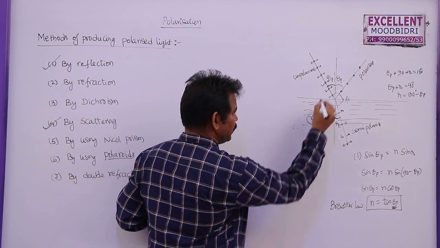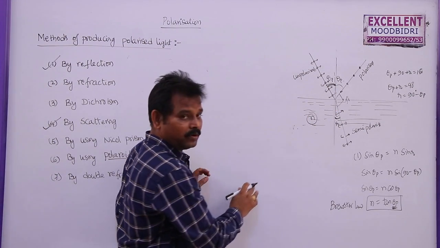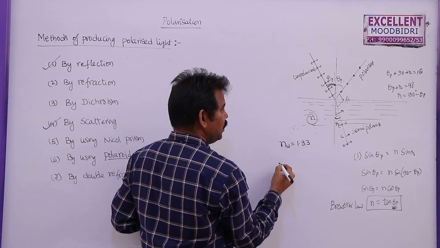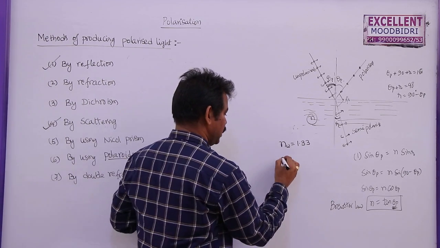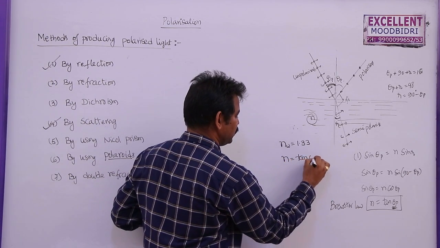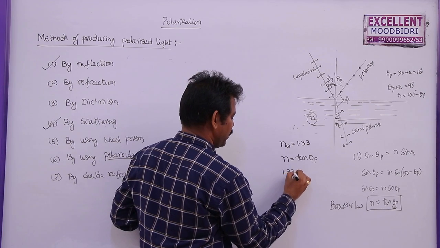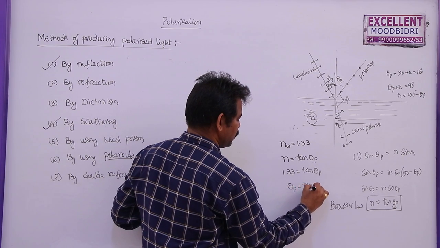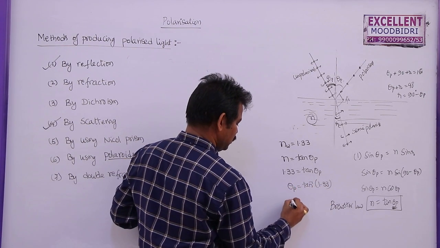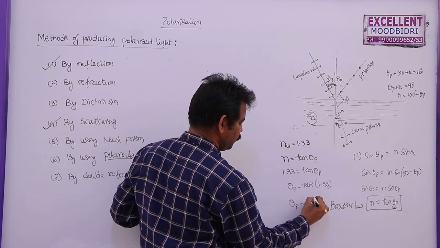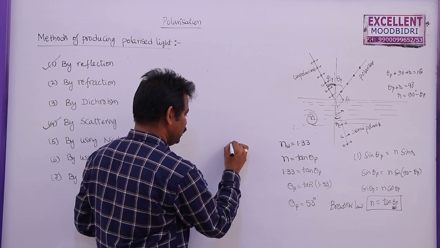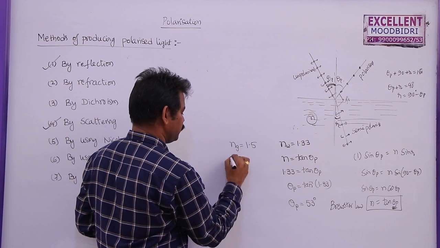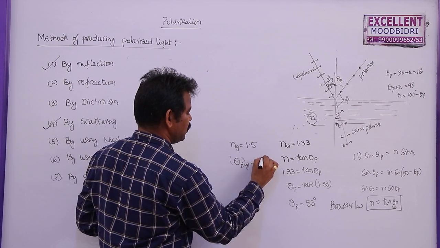For water, if you want to find out the polarizing angle, we know that n for water is equal to 1.33. Now, according to Brewster's law, n is equal to tan of the angle of polarization. So 1.33 is equal to tan theta p, so theta p is equal to tan inverse of 1.33. So the angle of polarization will be around 53 degrees for water. Similarly, for glass, this value is 1.5 and the angle of polarization for glass is nearly 57 degrees.